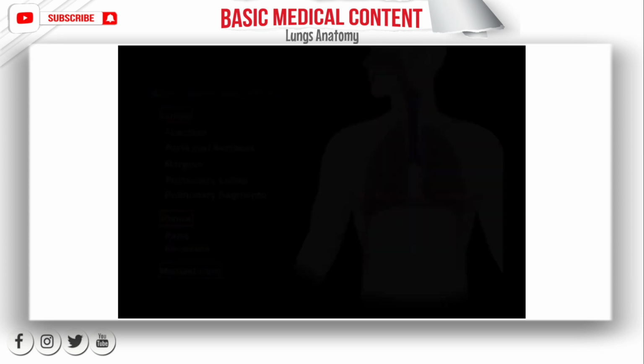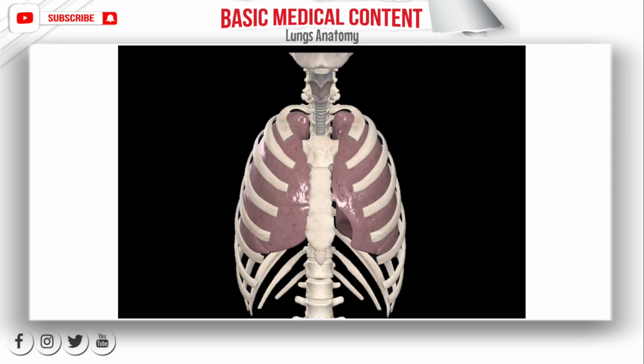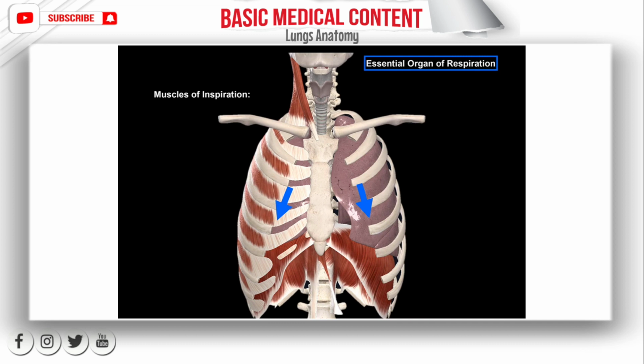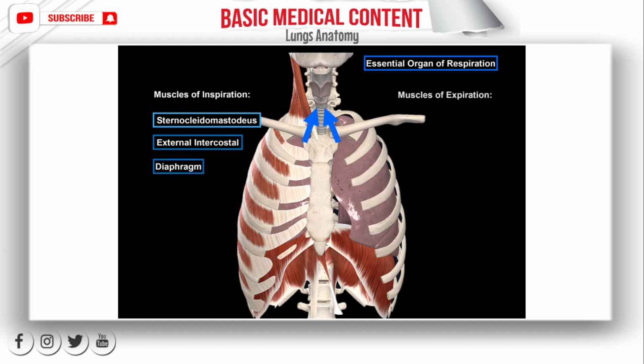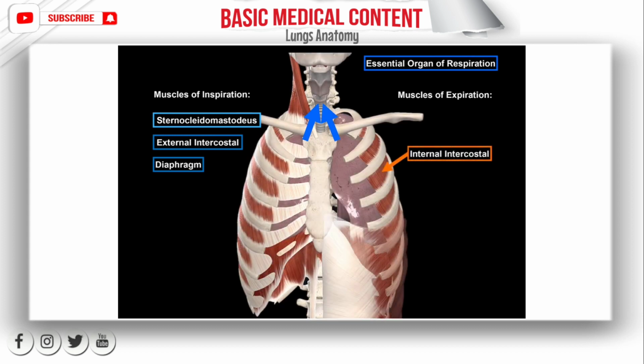Now, the lungs are the primary organ in the respiratory system because it's the essential organ of respiration. But it doesn't work alone. We have muscles called muscles of inspiration, which aid in expanding the thoracic cavity to decrease the pressure so that air can come in. Examples of those are the diaphragm and the external intercostal muscles, as well as some accessory muscles of inspiration like the sternocleidomastoid. Similarly, there are muscles that aid with expiration. Even though this process happens passively due to the recoil system, the internal intercostal muscles and the abdominal muscles are examples of muscles that aid with expiration.